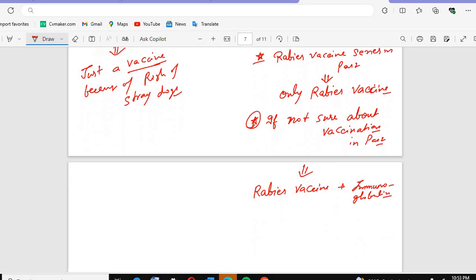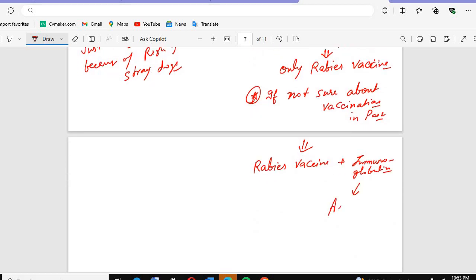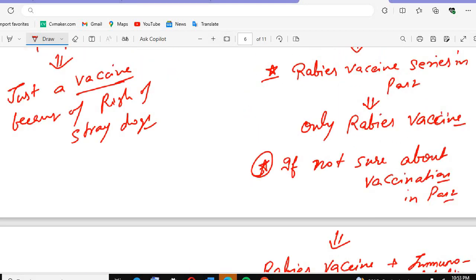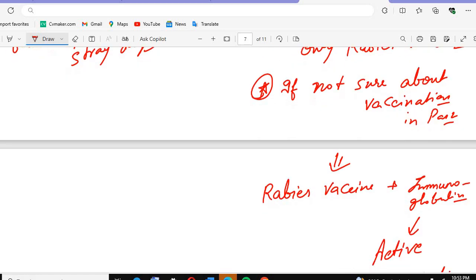And immunoglobulin, what does it do? It will provide passive immunization to the patient. So if the patient is not sure about the vaccination in the past, in that case we will give the rabies vaccine, along with that we will give the immunoglobulins.